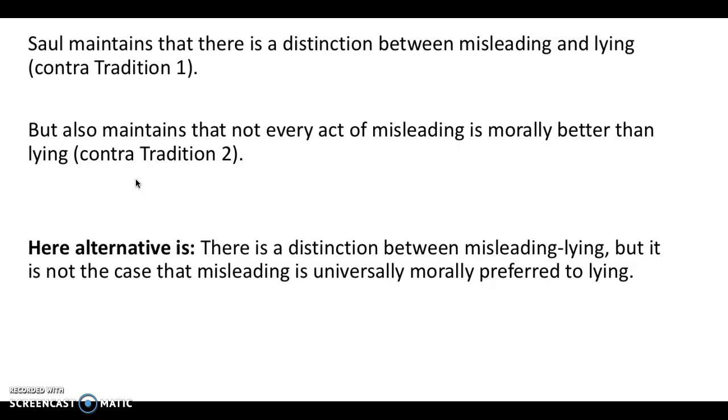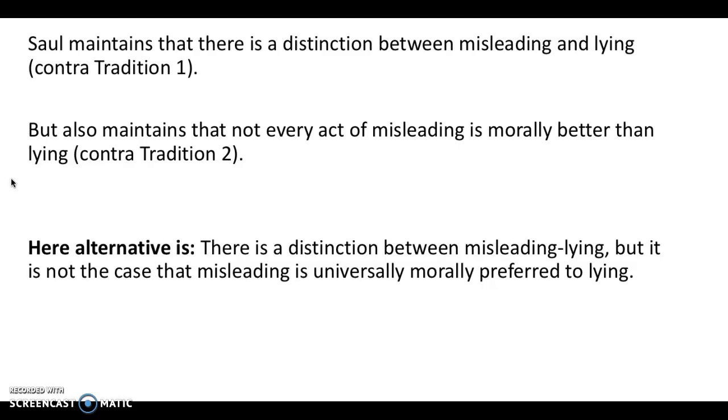So what Saul believes is that both tradition 1 and tradition 2 get something right. There is something right about them, but they also get some things wrong, right? And under her alternative tradition, she essentially is going to take the benefits of tradition 1 and tradition 2 and is going to circumvent the pitfalls or the shortcomings of tradition 1 and tradition 2. What her alternative account is going to propose is that, like in the second tradition, there is a distinction between misleading and lying. So this distinction is recognized, whereas it is not recognized in the first tradition.